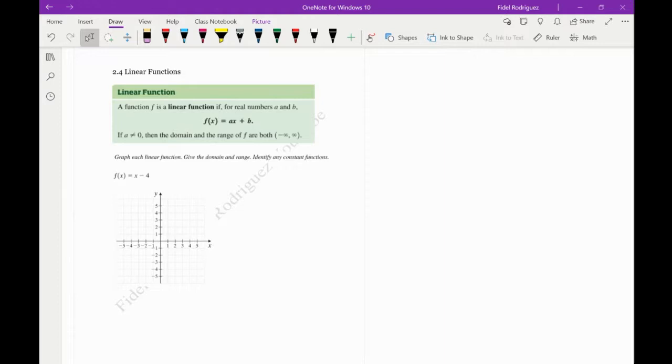All right, so 2.4 is linear functions. And it says a function f is a linear function if for real numbers a and b, the function looks like this.